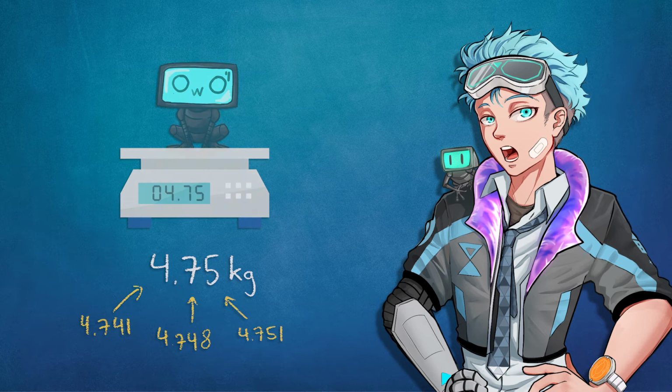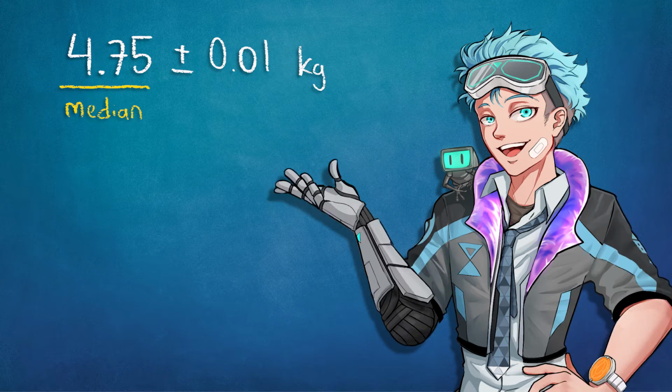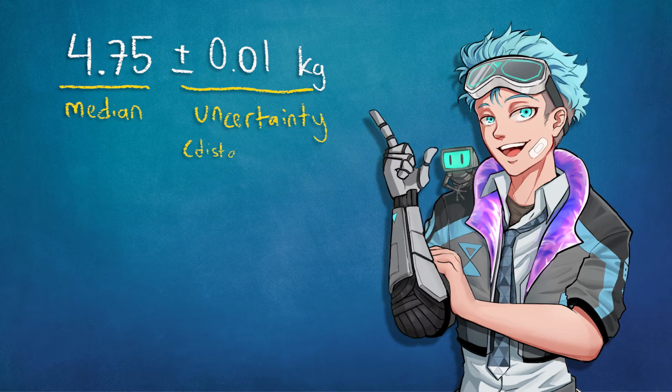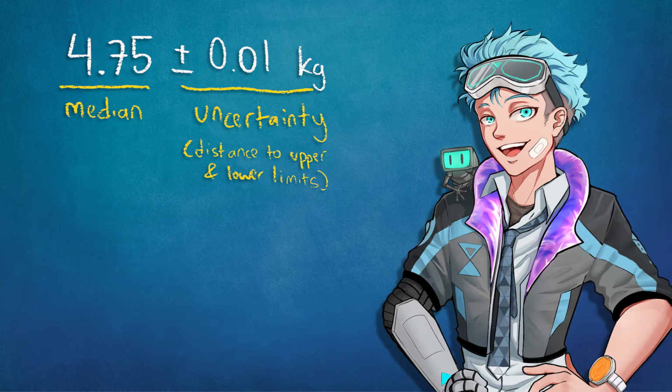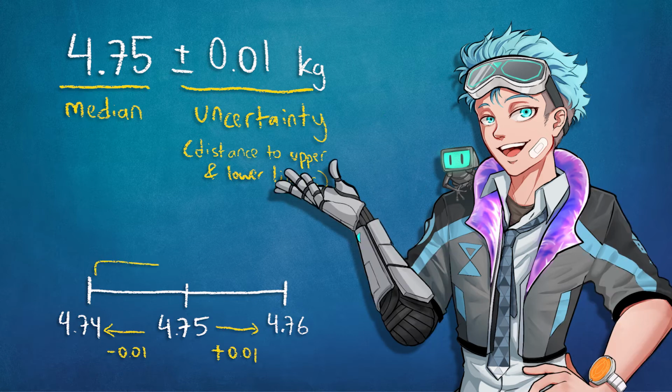So, what do? You write it not as an exact number, but as a range of possible numbers. The left number is your range's median value, usually your average as well, and the right value is your uncertainty, or the distance between the median and the upper and lower limits of your range. This means that you're not sure if the actual value is exactly 4.75 kilograms, but you're sure it lies somewhere between 4.74 and 4.76. Simple, right?